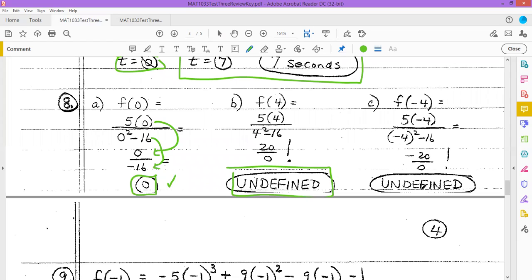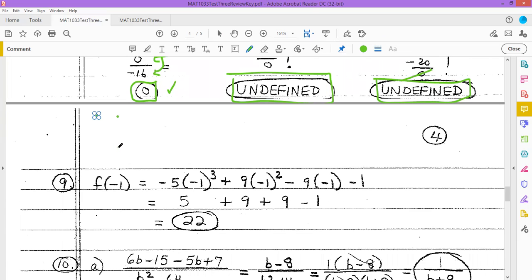The function is also undefined when x is -4. We have 5 times -4, or -20, in the numerator. And -4 squared, that's 16, minus 16 equals 0 in the denominator. And again, we can't have 0 in the denominator.